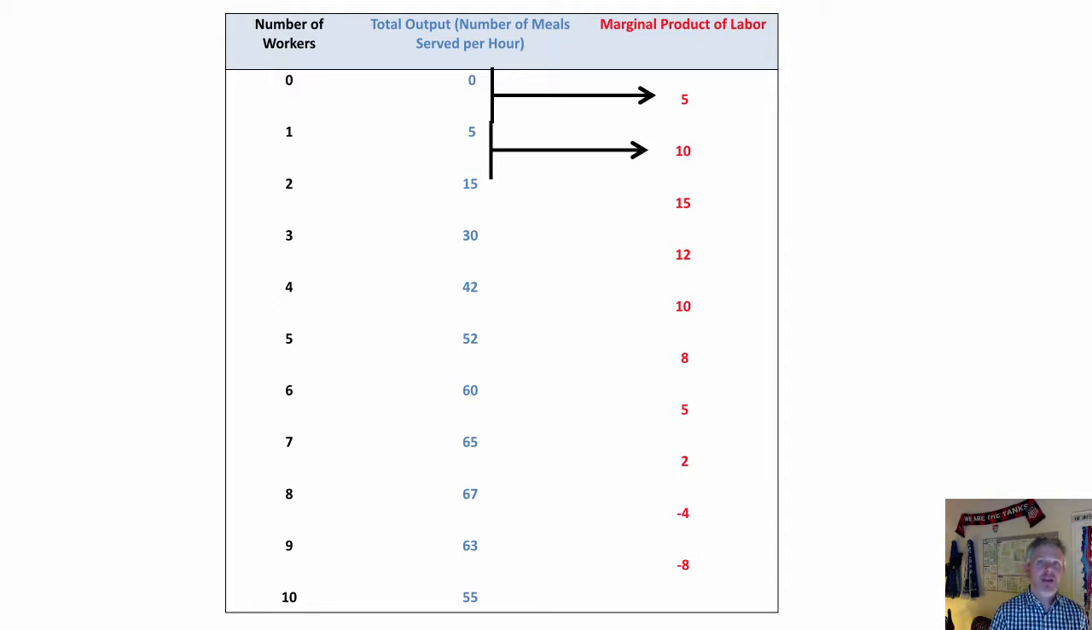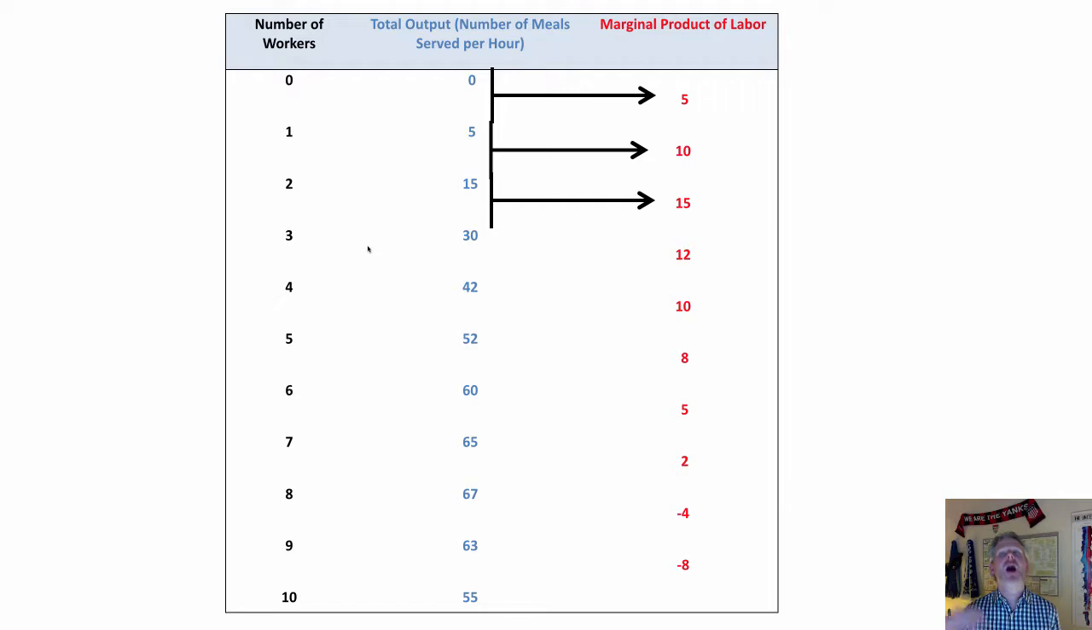Then I add a second worker. So what is the marginal product of the second worker? My total output goes up to 15. So from 5 to 15, the difference between those, how much Q went up when I moved L up by 1, is 10. So the marginal product of labor for the second worker is 10. For the third worker, I go from a Q of 15 to a Q of 30. So the marginal product of the third worker is 15.